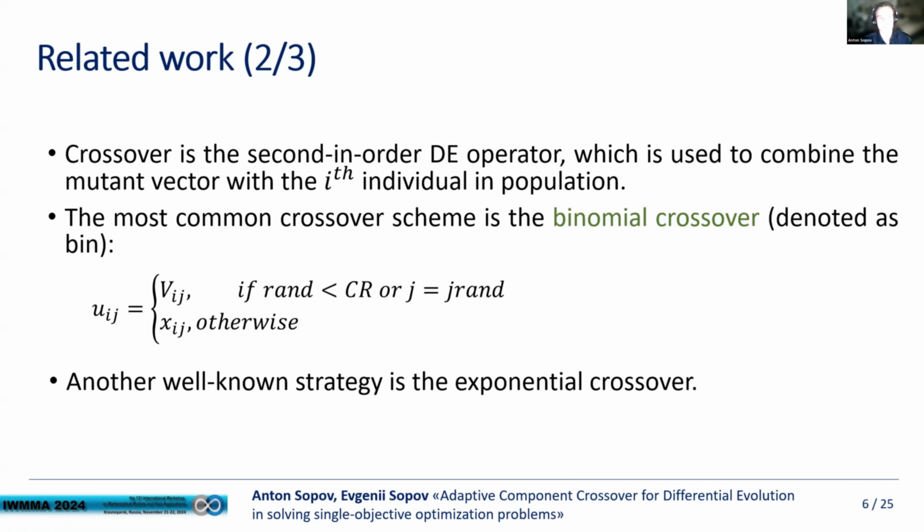Usually it is bin. In this strategy, we have a parameter, the crossover rate, CR, and if the randomly chosen value is lower than that, then we keep the variable from the mutant vector, otherwise we keep it from the population. There are many other well-known crossover strategies, for example, the exponential crossover, but the binomial scheme is the most used.